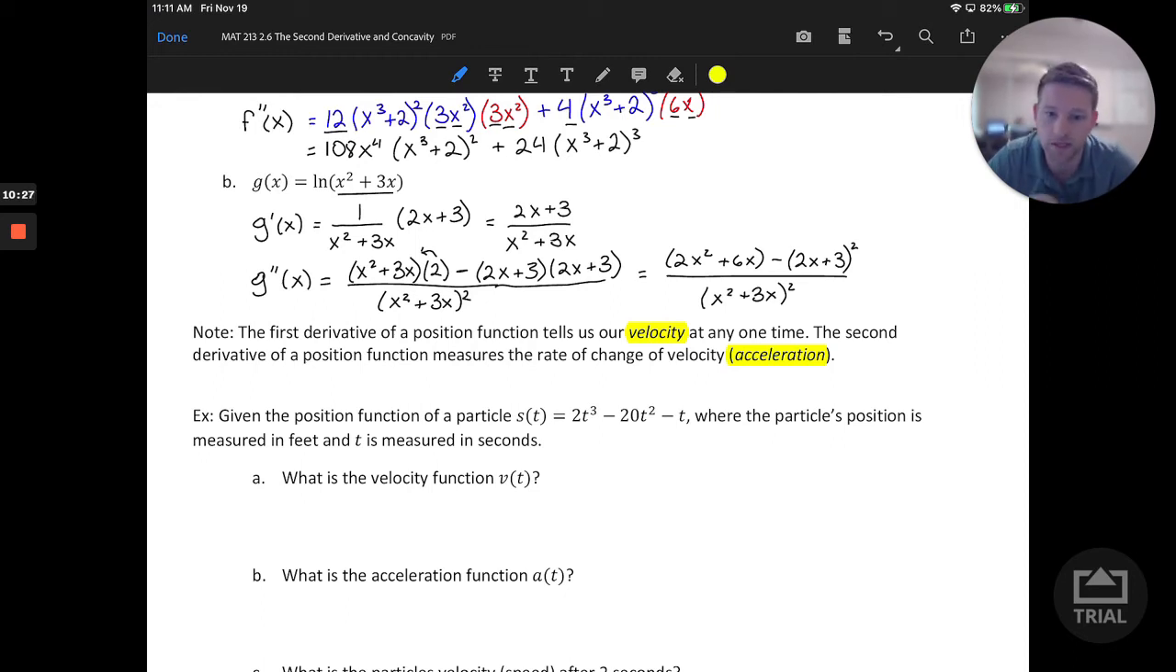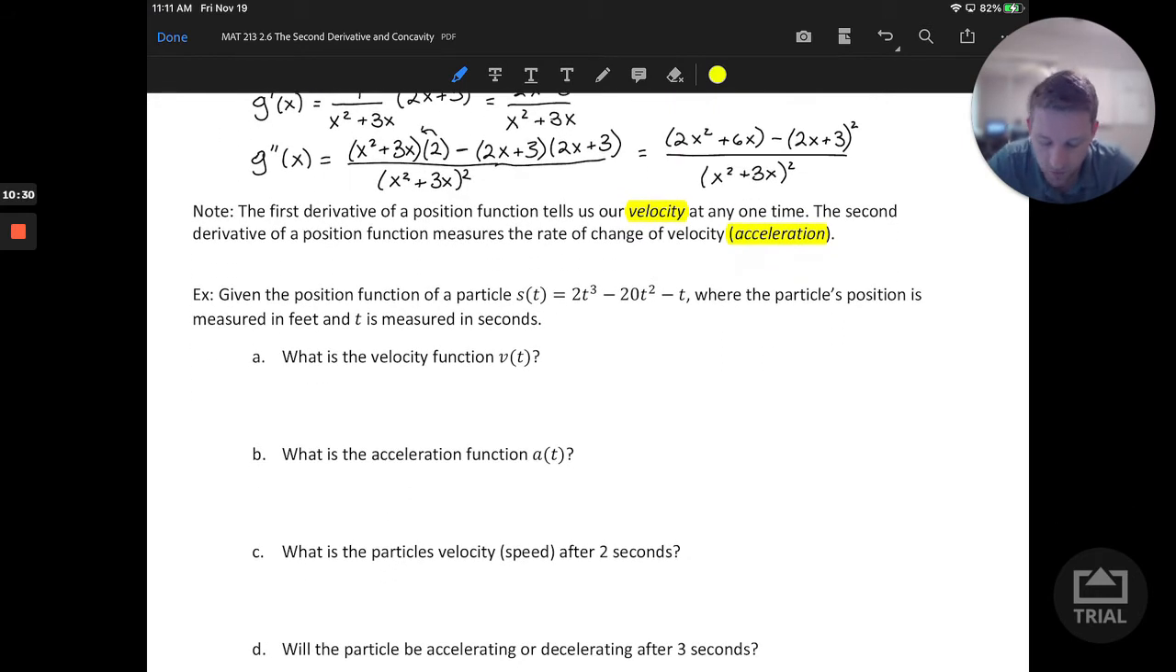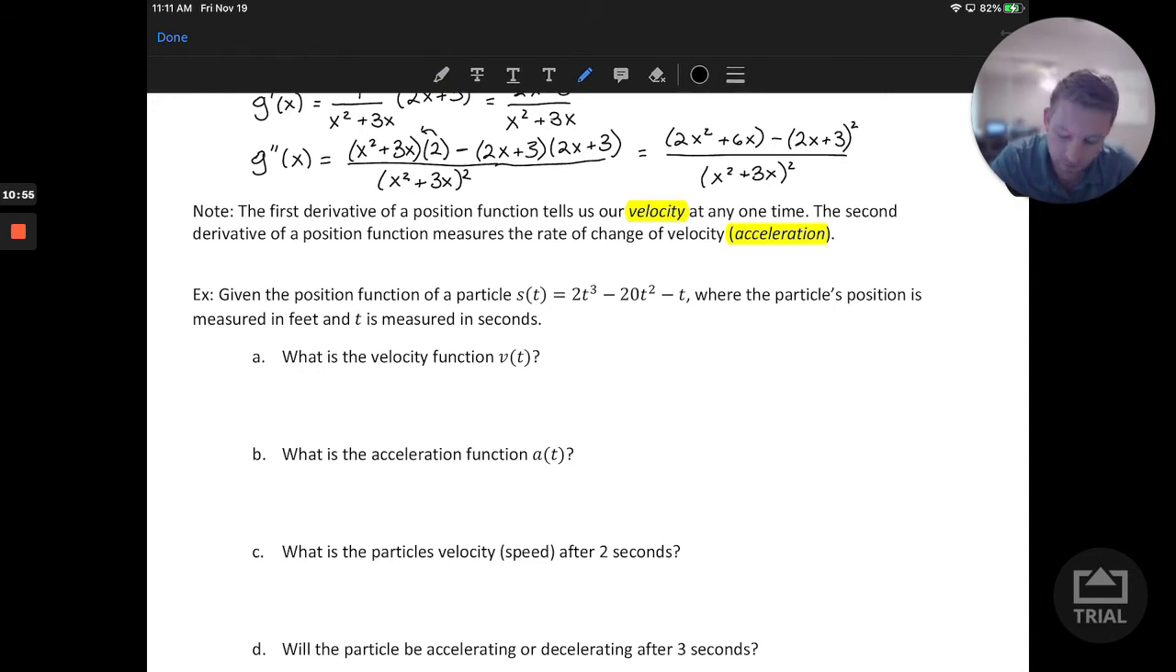So let's consider this example with acceleration and velocity. Given the position function of a particle, s of t, that's the position function at any one time t, where the particle's position is measured in feet and t is measured in seconds, let's go ahead and find the following. We want to find what is the velocity function, v of t. So this is just the general velocity function at any one time t. We could find that by, again, taking the derivative. So s prime of t, that position function, its derivative is going to be defined as v of t, the velocity function.